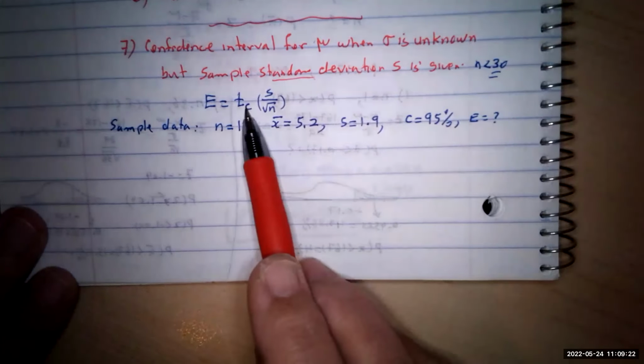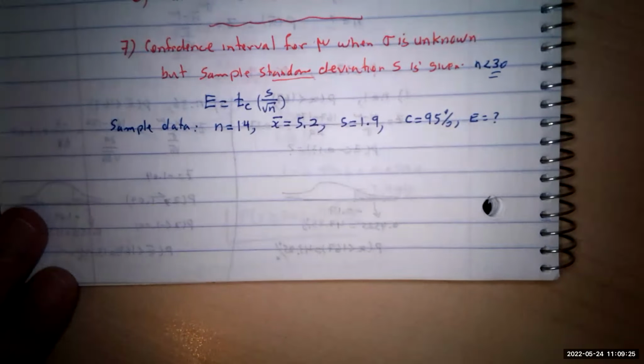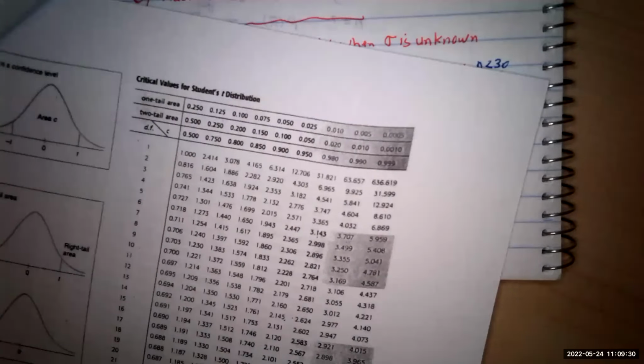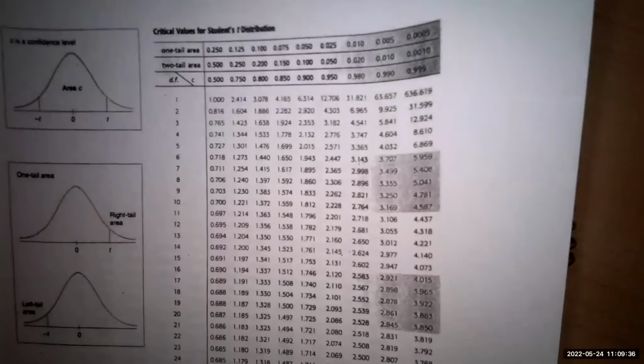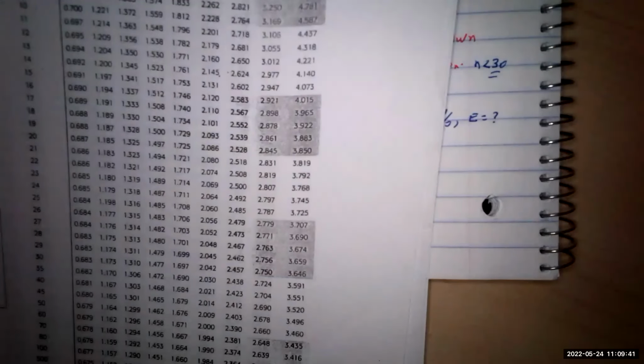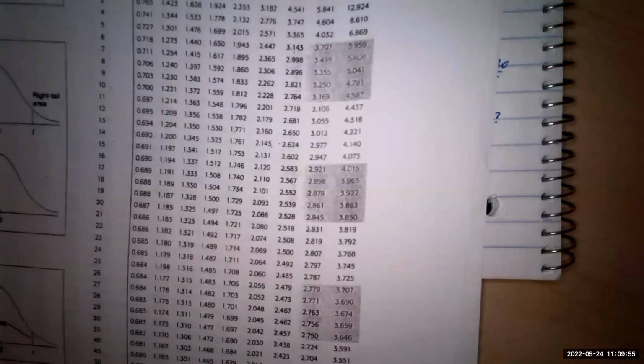The point is, I'm going to find the tc. For the tc, you have to go to the t table, part 1 of the t table. To find the tc, we have n equal to 14, so we have to find the df, which is 13. We go to the table and find the df of 13.